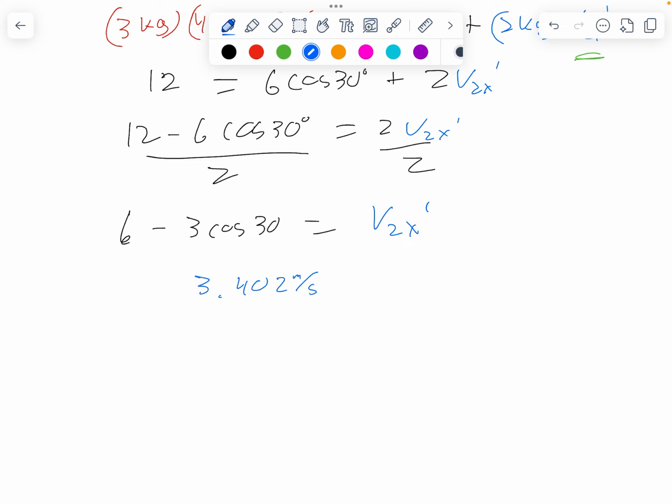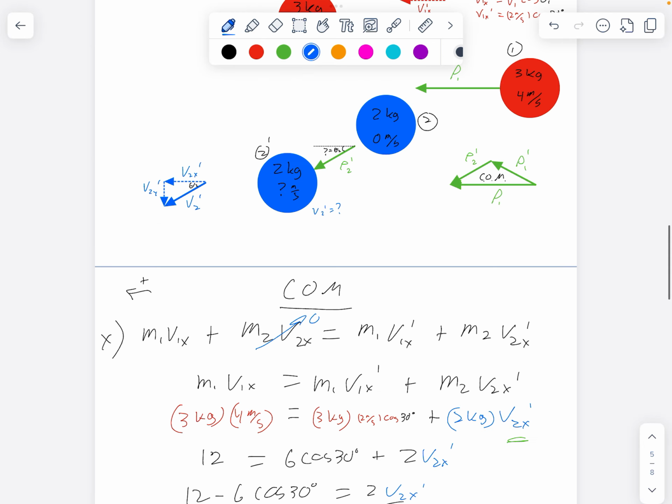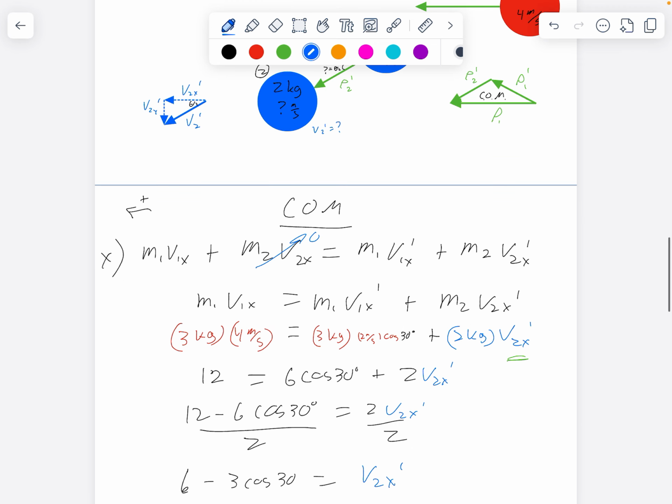3.402 meters per second is equal to v2x prime. Okay, so I got something. I know the horizontal component of that sideways velocity. Great. What about the vertical part? Okay, in order to do that, conservation of momentum.